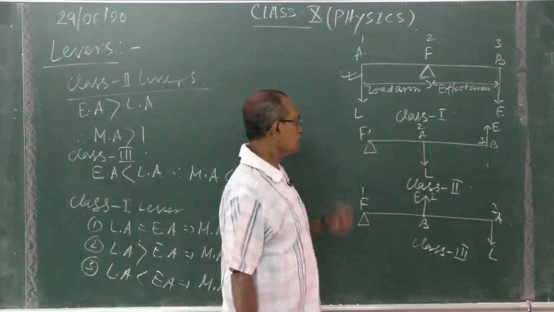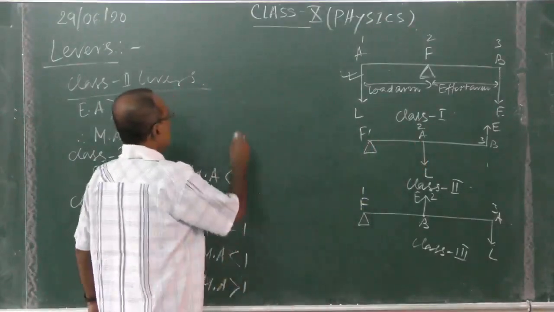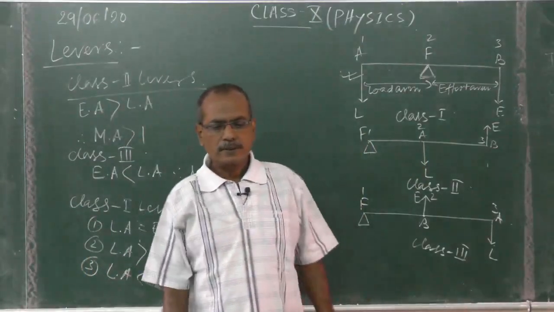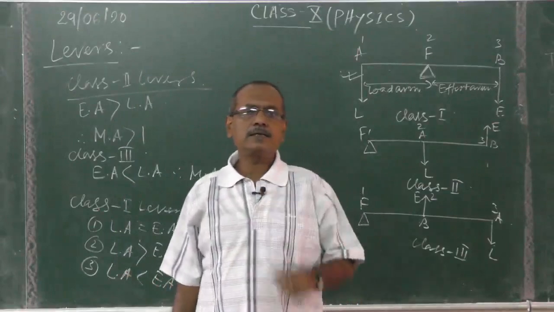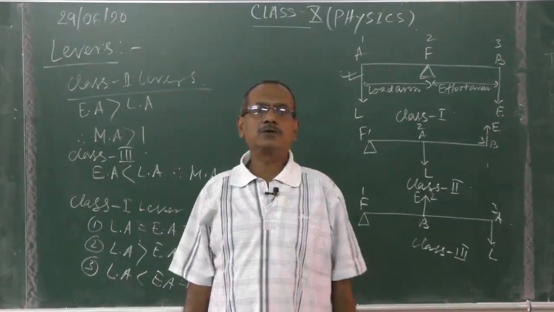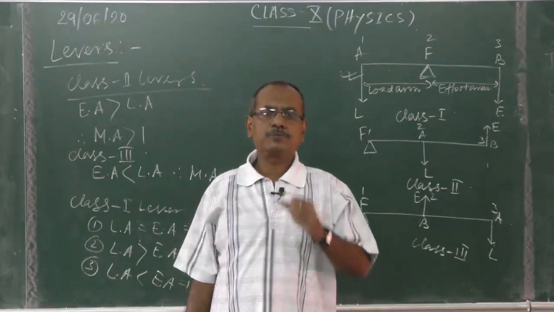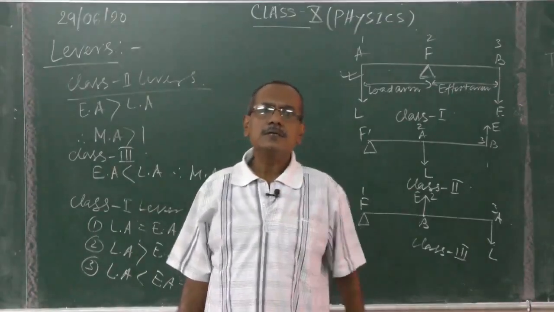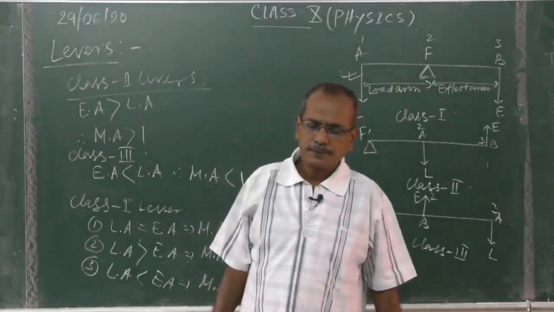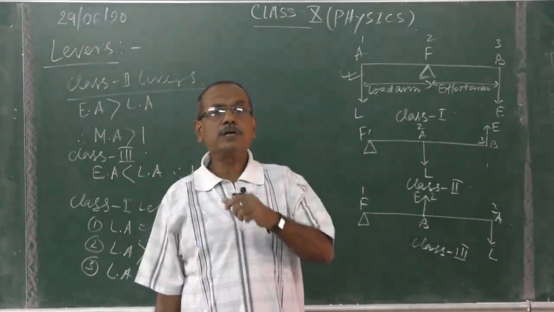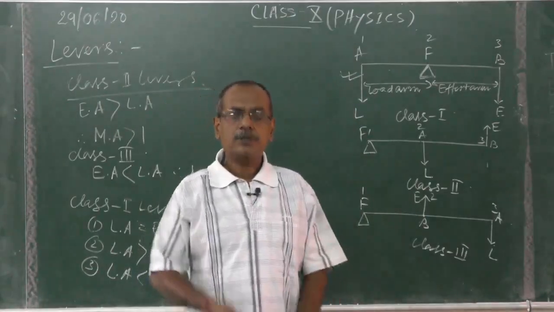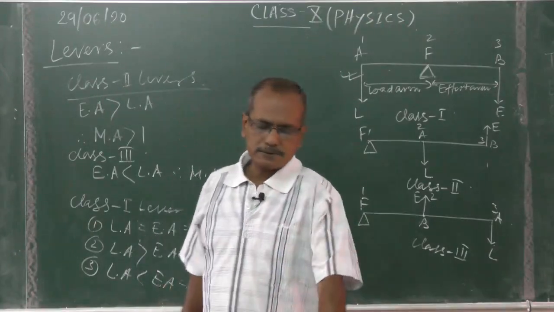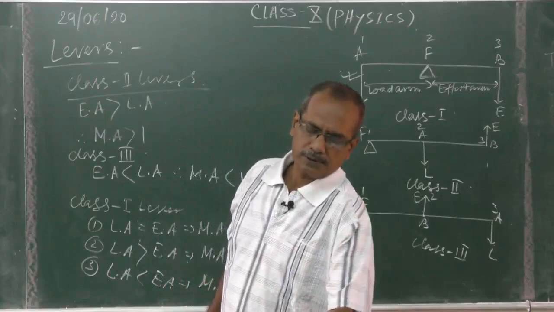Therefore, I am giving you an example: nut cutter. Nut cutter is a class 2 lever. It is a force multiplier. We can cut a nut by using little effort. Another is wheelbarrow, bottle opener. So these are class 2 levers.